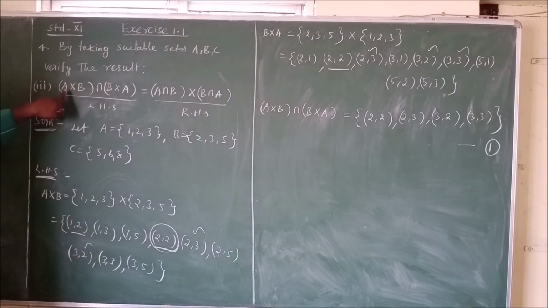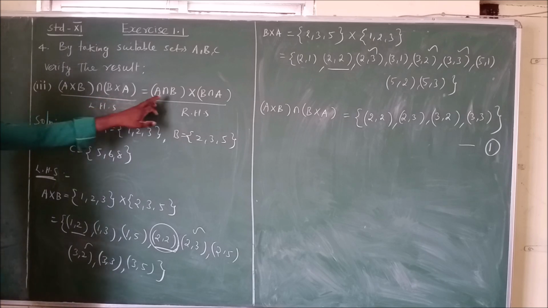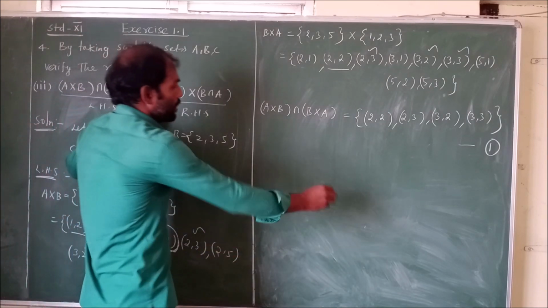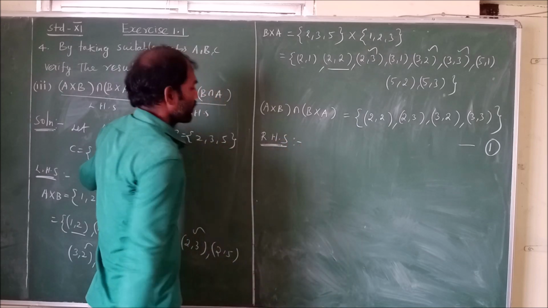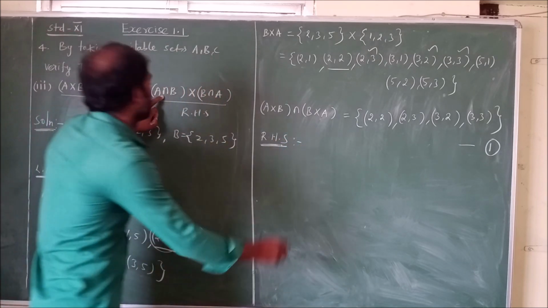The LHS value of (A cross B) intersection (B cross A) is nothing but (2,2), (2,3), (3,2), (3,3). Then we have to find out the RHS term. The second one is the right hand side. So for RHS, find out the first brackets.